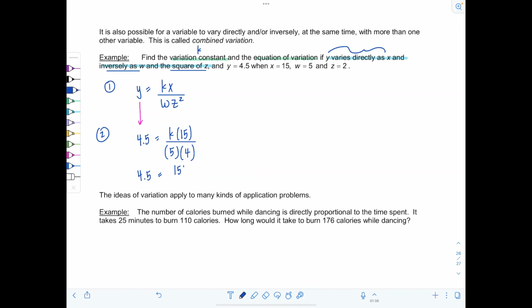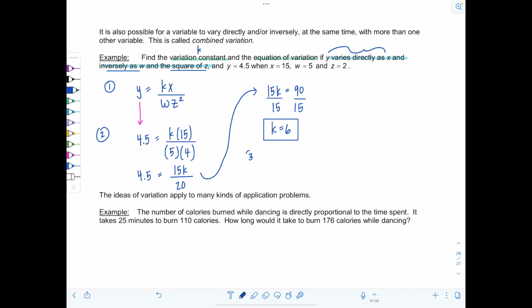So we've got 4.5 equals 15k over 20. If I multiply both sides by 20, that's going to give me 15k equals 4.5 times 20. You don't need a calculator. Don't even think about it. 4.5 times 2 is 9, and then just add a 0, so that's 90. And then divide both sides by 15, k is 6. Okay, so that's the variation constant.